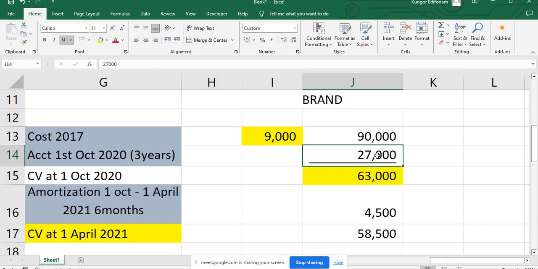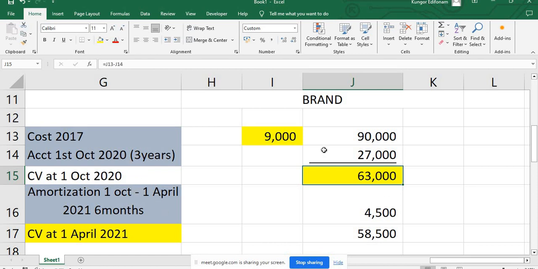So we less the 27,000 from 90,000, and then we had the current value as at the start of the new year, and that's the current year with which we are preparing our statement. Now from the start of the new year, which is 1st October, to the date of impairment test is 6 months, and the standard says that you need to know your current value before the start of the impairment testing, and between that is 6 months.